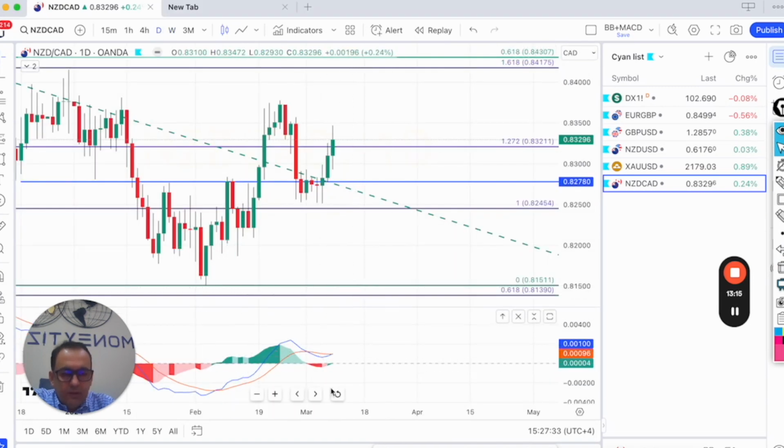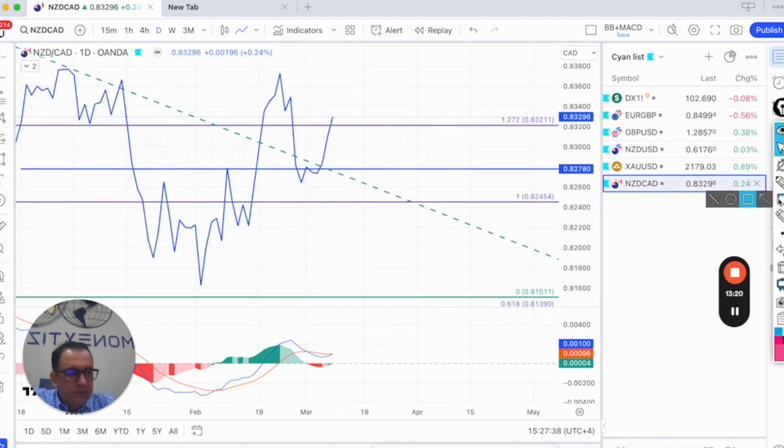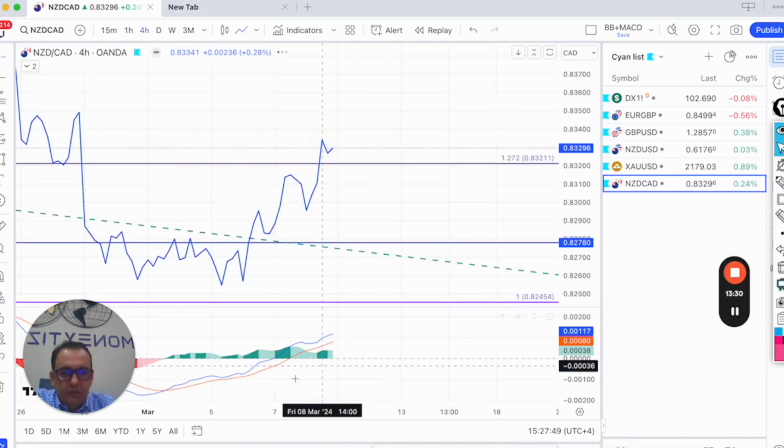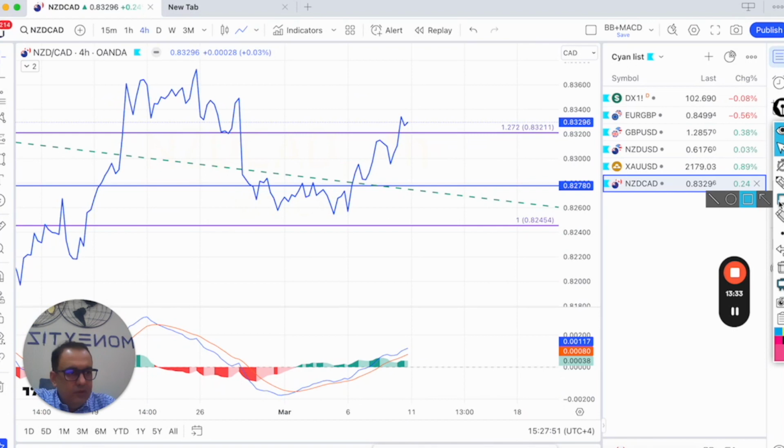Something similar on daily too, so we do not have any signs against. The chart remains bullish, and it is forming the sequence of higher lows and higher highs, no divergence. Moving to 4H, we got bullish divergence here, but coming on MACD lines only and forming the sequence, the pattern of higher highs and higher lows. So definitely New Zealand CAD is bullish.